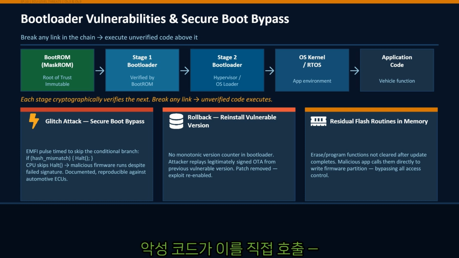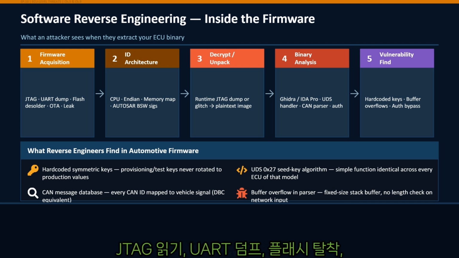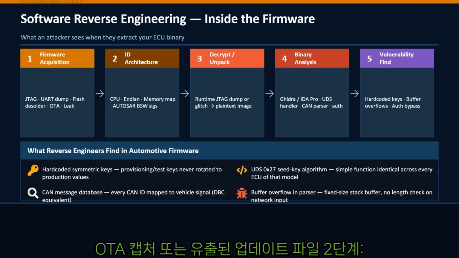Malicious code calls them directly, writing to the firmware partition with no authentication. The 5-stage pipeline after firmware extraction. Step 1, acquisition: JTAG read, UART dump, flash desoldering, OTA capture, or a leaked update file.